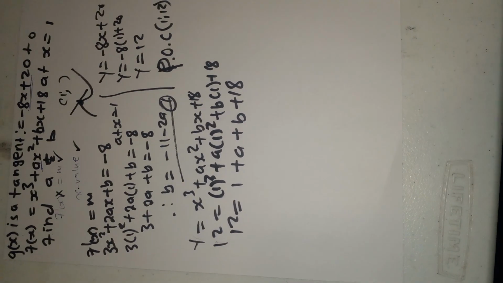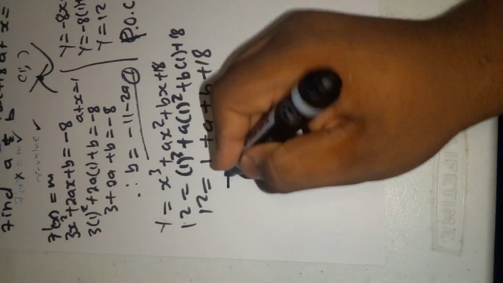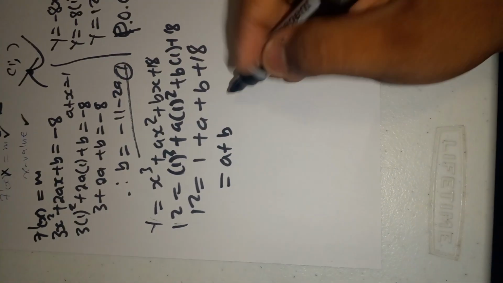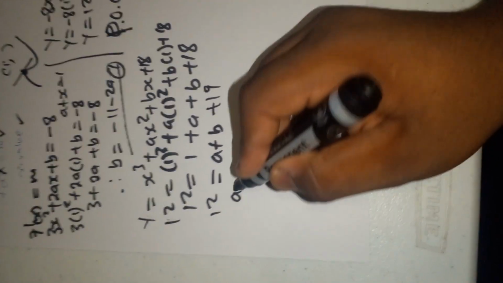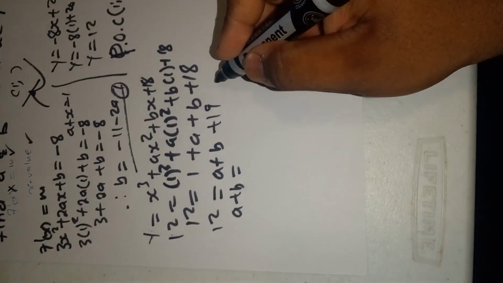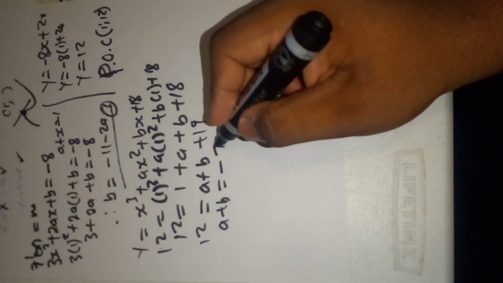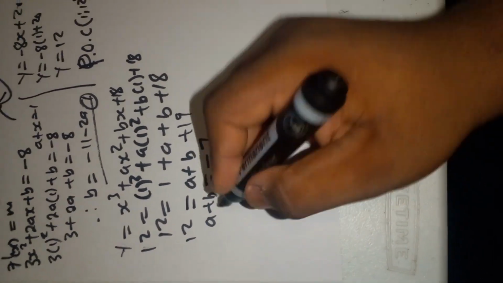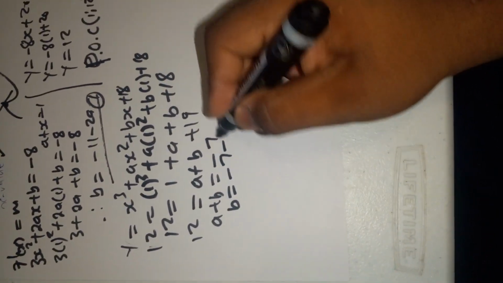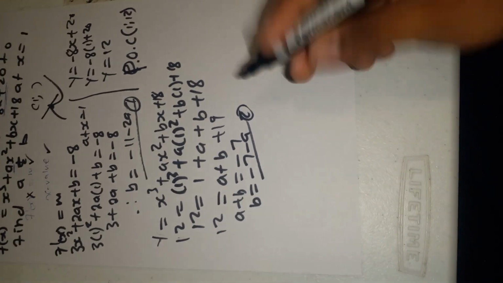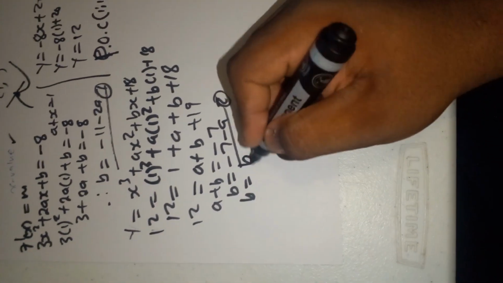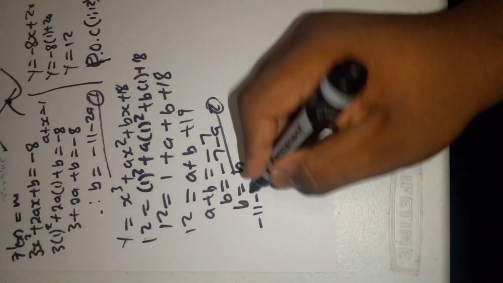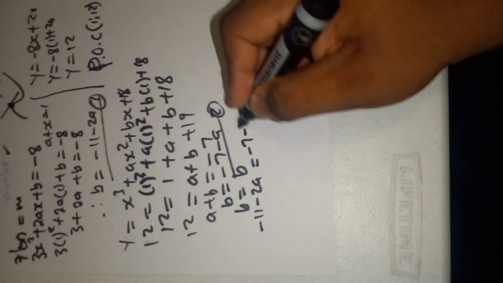Let me find another marker. This one will give me a problem. So now I have a plus b plus 19, equal to 12. Then it will be a plus b, which is equal to 12 minus 19, it is what? Negative 7, right? And then b is equal to negative 7 minus a, equation 2. Can you see it? Now we are simply going to equate b equals b. Negative 11 minus 2a is equal to negative 7 minus a.